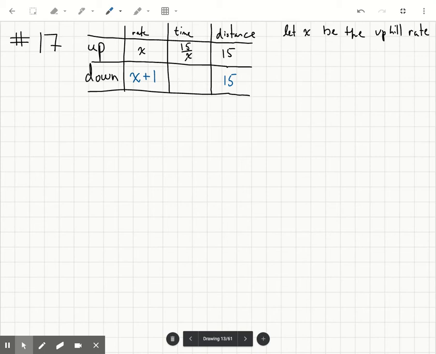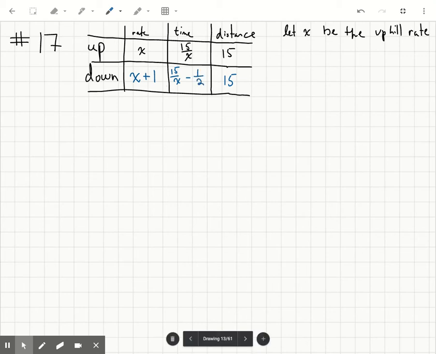So we know the time going up is 15 over X, so going down would be 15 over X, but then we subtract, well, 30 minutes is half an hour. Since everything's in hours right now, because it's kilometers per hour, let's just subtract a half. That's a half an hour.